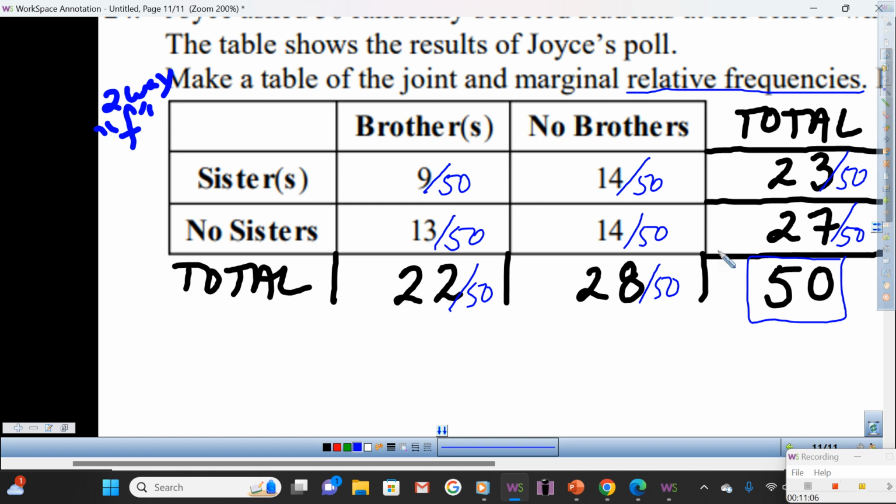Now, refresher, look up, please. Joint frequencies are the ones in the middle. Marginal frequencies are the ones on the edge or the margin. So basically they're asking us for all of them. So calculators calculate. In decimal form.